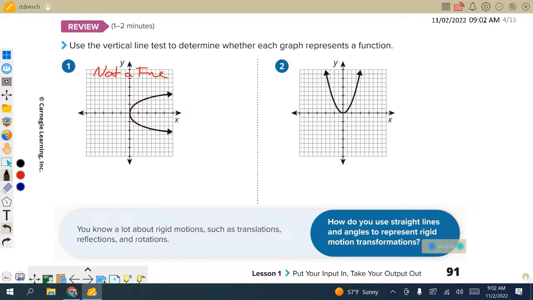All right. Now, number 2. Based off of that and what you remember from years past, what do we have on number 2? It's a function. Take your pencil again vertically, drag it across. As we drag that across, we can see it is only hitting one point at a time vertically. Nothing vertically is hitting it besides just one at a time, and that's what we consider to be a function.